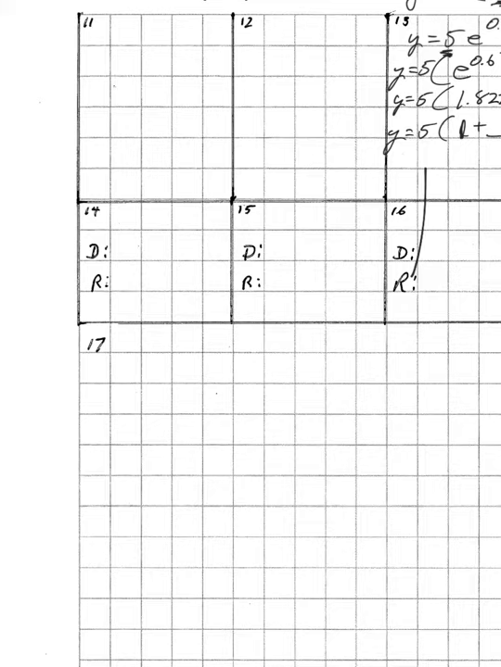Now, one of the ways to figure this out, let's go ahead and use the trace function, maybe get a sense for what's going on here. So hit the trace button and let's move to the left. And let's see, as I move to the left, what happens to my y values? They go down. And they're getting closer and closer to 0, right?